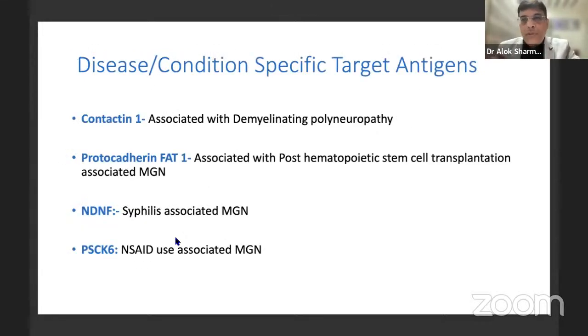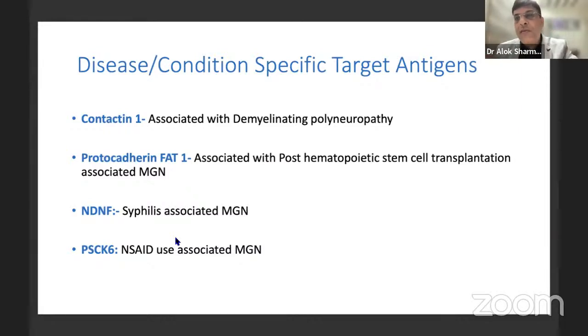So it's a good recap here. We now have disease-specific target antigens. Contactin 1 is associated with demyelinating polyneuropathy. Protocadherin FAT1 is very commonly associated with post-hematopoietic stem cell transplantation membranous GN. As we are doing more bone marrow transplants now, we are also identifying a good number of cases of post-stem cell transplantation membranous GN, and a good number of these are actually protocadherin FAT1 associated membranous GN.